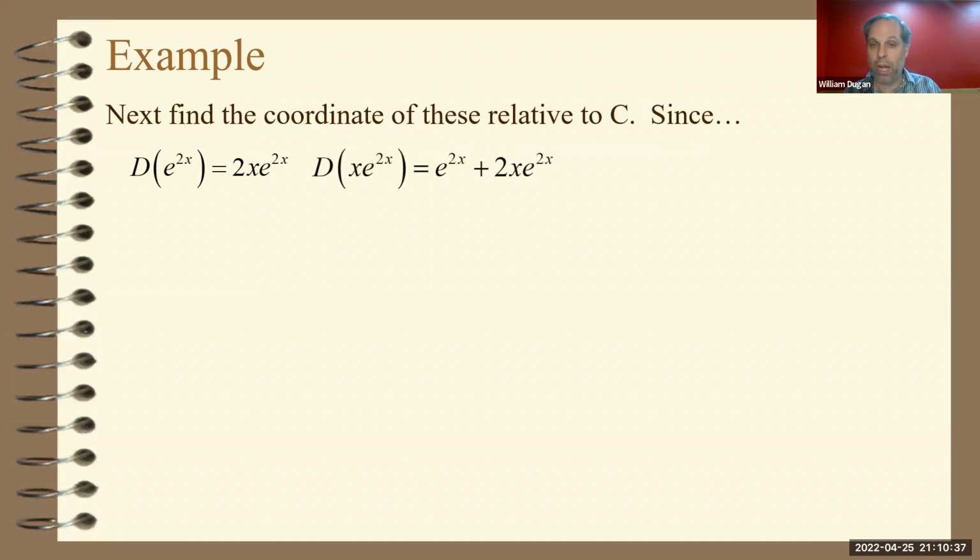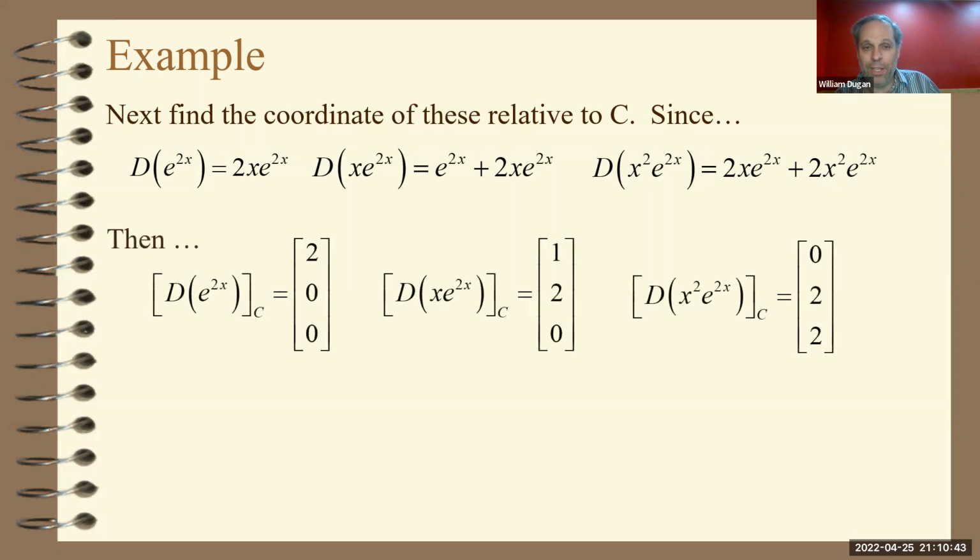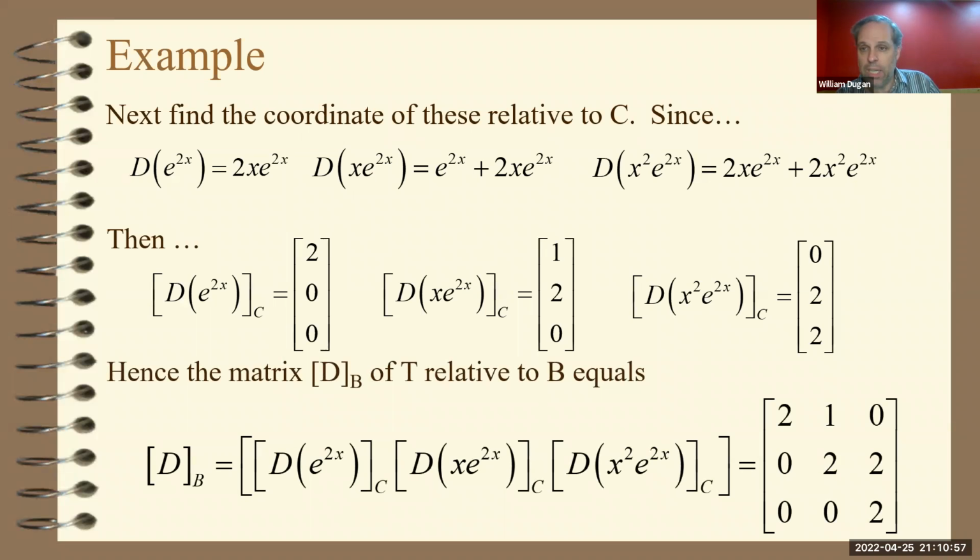So then here's those products, if you remember. Notice they're already linear combinations of the 2 vectors I'm interested in. So then the coordinates are given this way. From here, now that I have the coordinates, they make up the columns of the matrix of D relative to B. So the matrix of D relative to B is just the matrix 2, 1, 0, 1, 2, 2, 0, 0, 2.